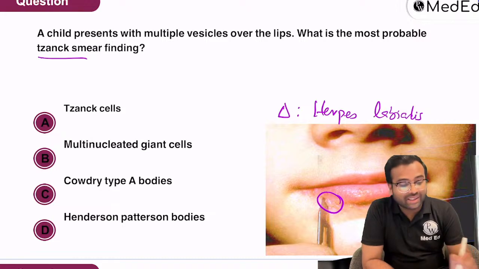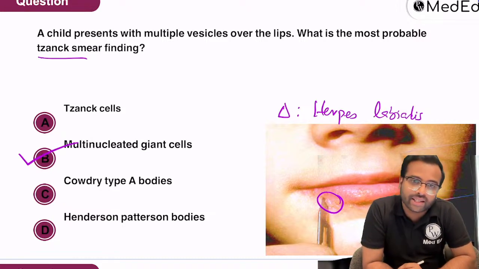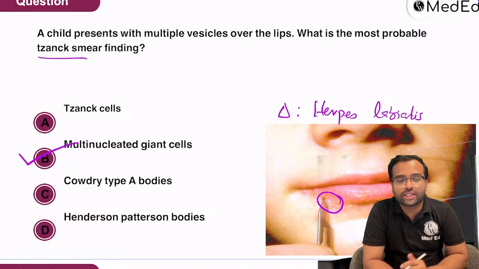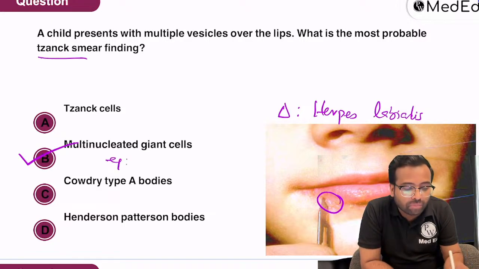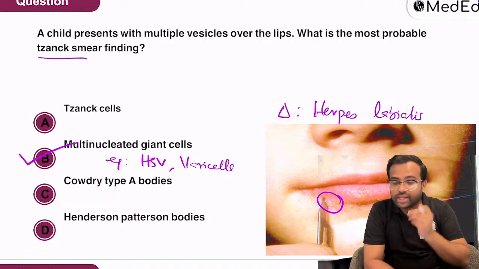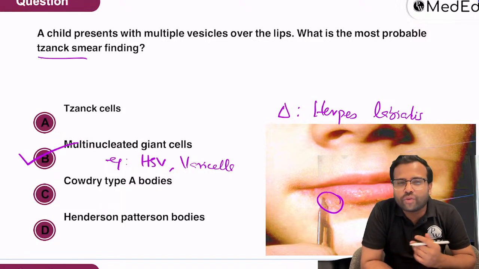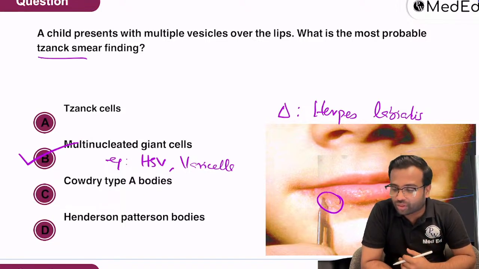Okay, the Tzanck smear finding here should be multinucleated giant cells, because in multinucleated giant cells you must be remembering the examples. These are the examples, that is HSV as well as varicella. In HSV as well as in varicella, we will be able to see these kinds of multinucleated giant cells. Can you tell me where do you find Tzanck cells? Option A.